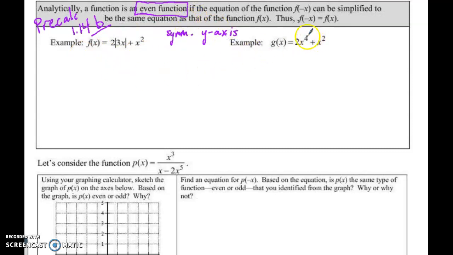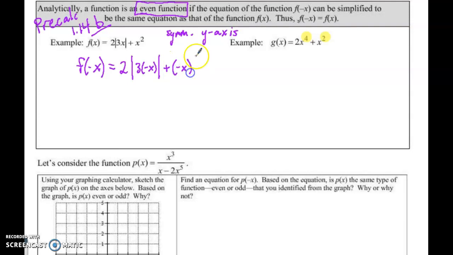And you might actually clue into why we call them even functions. But I don't want to get into that right now. All you have to do is double check what happens when you do f of negative x. Well, if you plug in negative x in for all these x's, you have this little fancy function.